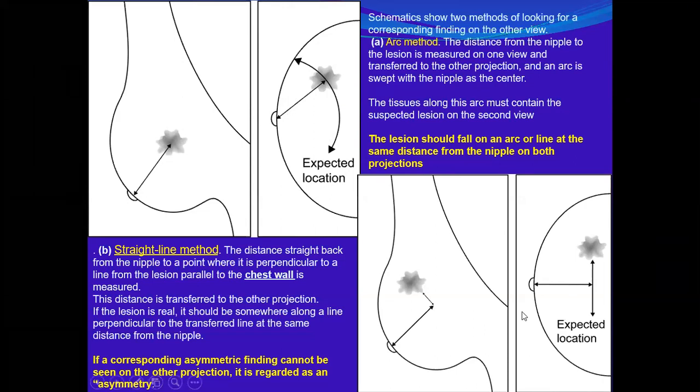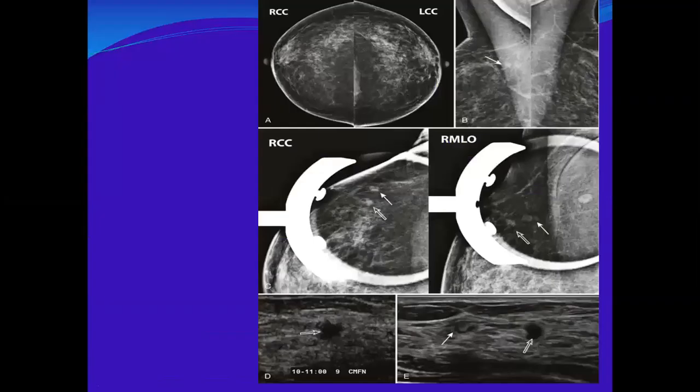And the other view is the straight line method. From here, make a line parallel to the chest wall and measure the distance from the nipple to that line. Then apply it in the other view: the line parallel to the chest wall at the same distance, and look through that line for the asymmetry. If you will not see it, that means it is an asymmetry, not a focal asymmetry.